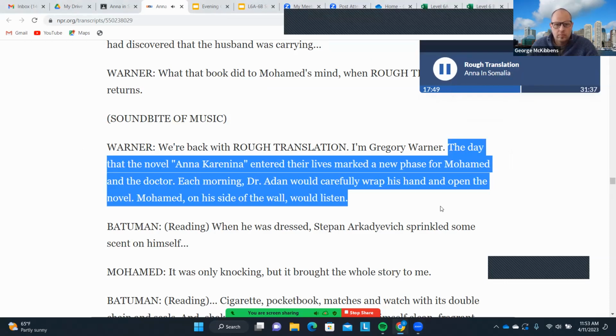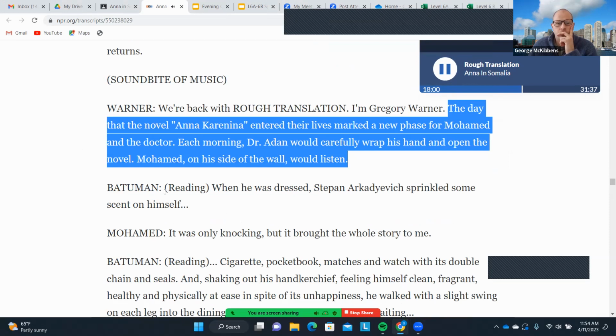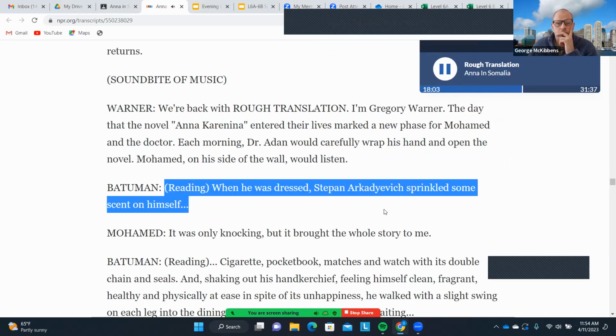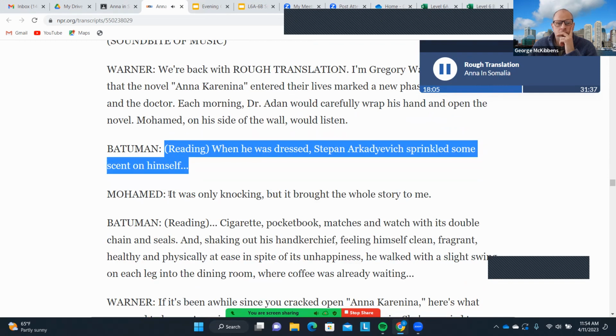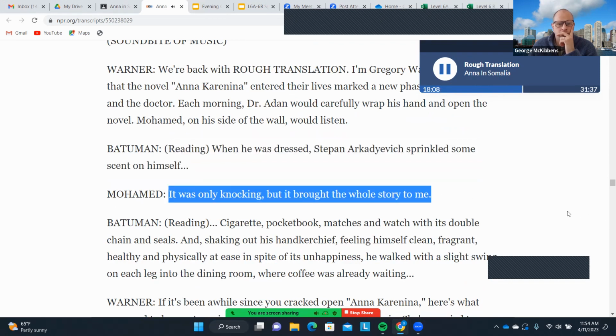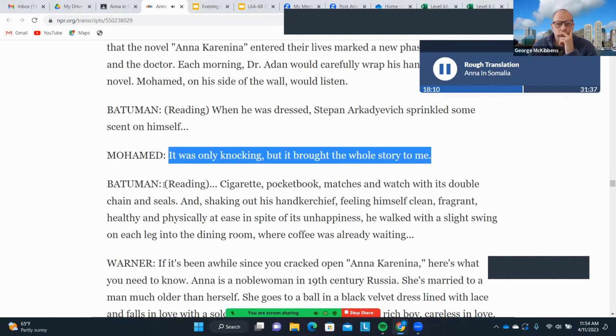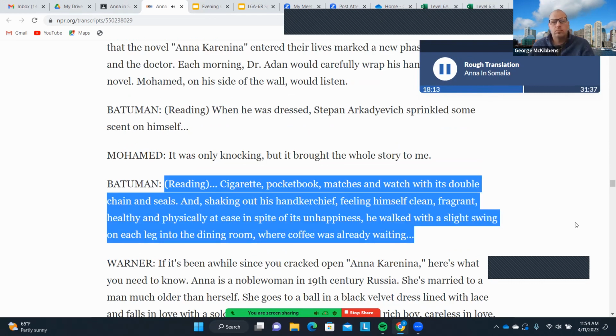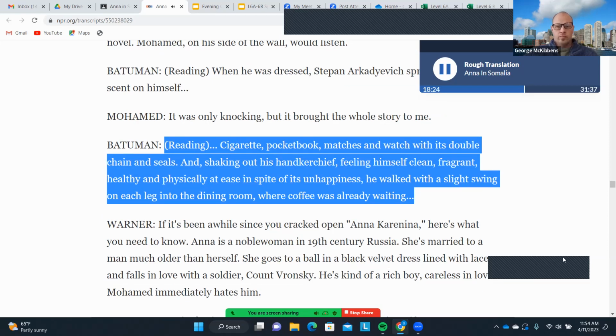Entered their lives, marked a new phase for Muhammad and the doctor. Each morning, Dr. Aden would carefully wrap his hand and open the novel. Muhammad, on his side of the wall, would listen. When he was dressed, Stepan Arkadyevich sprinkled some scent on himself. Although it was only knocking, but it brought the whole story to me. Cigarette, pocketbook, matches, and watch with its double chain and seals, and, shaking out his handkerchief, feeling himself clean, fragrant, healthy, and physically at ease in spite of his unhappiness, he walked with a slight swing on each leg into the dining room where coffee was already waiting for him.